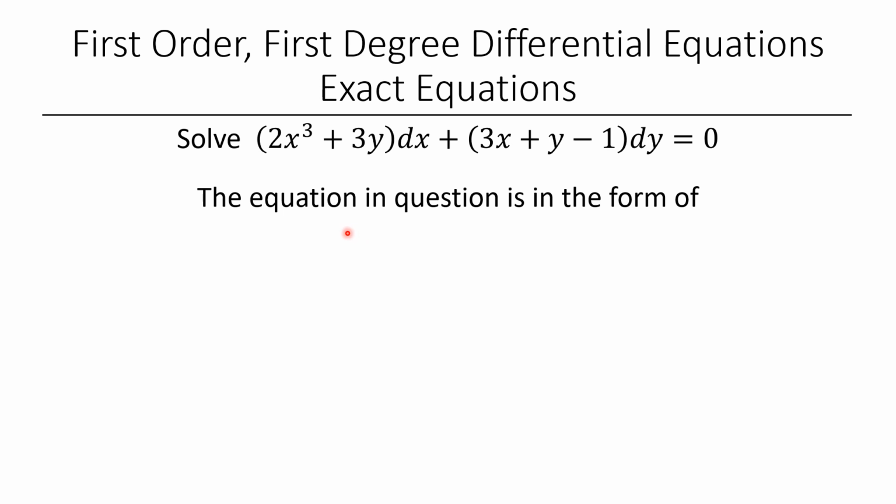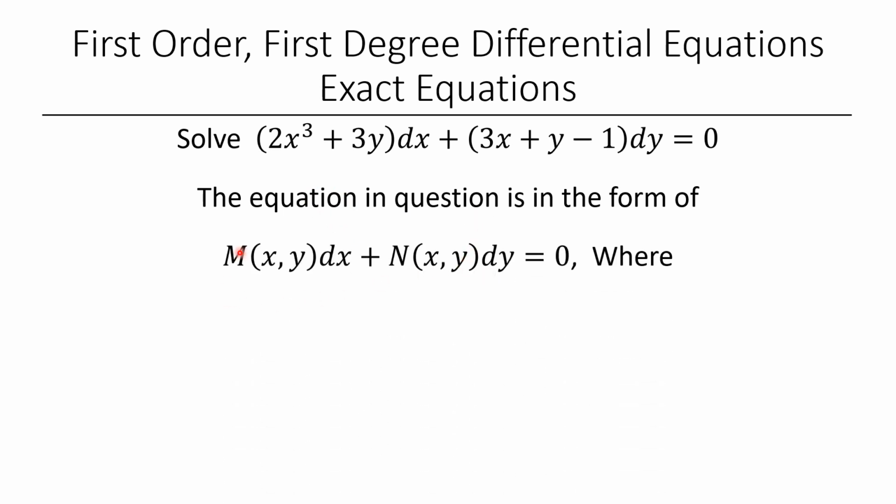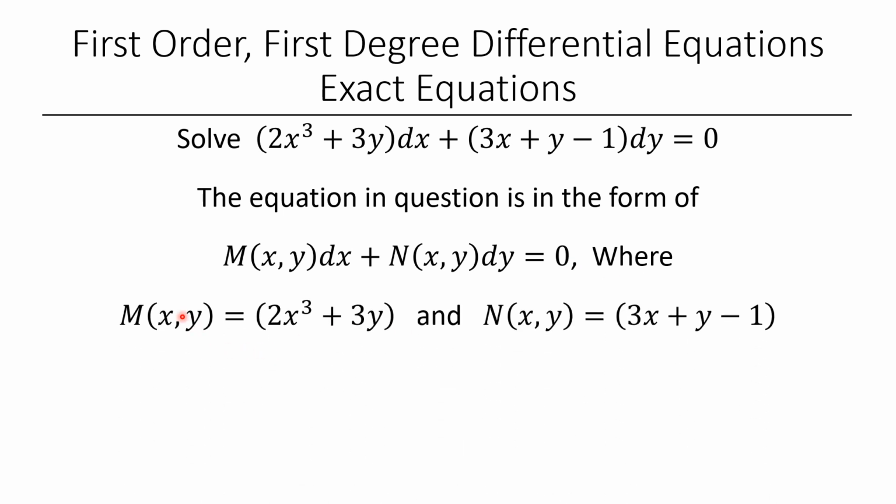So this equation in question is in the general form of some function M in x and y dx plus some function N in x and y dy equal to 0. So in this case, our M function is this argument here in front of the dx, and then our N function is this argument here in front of the dy. So now we've defined M and N.